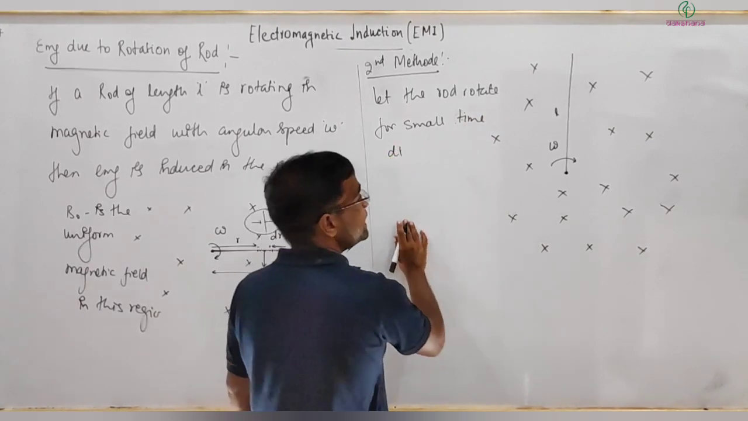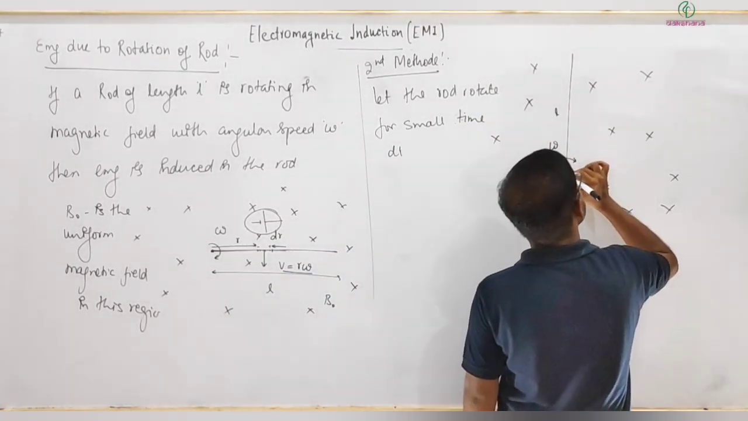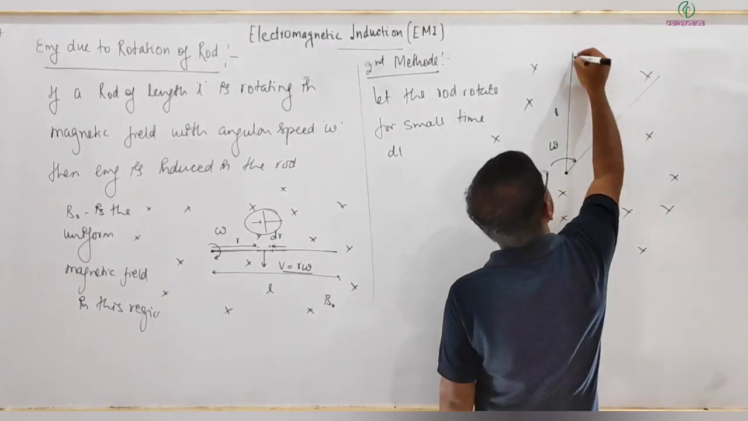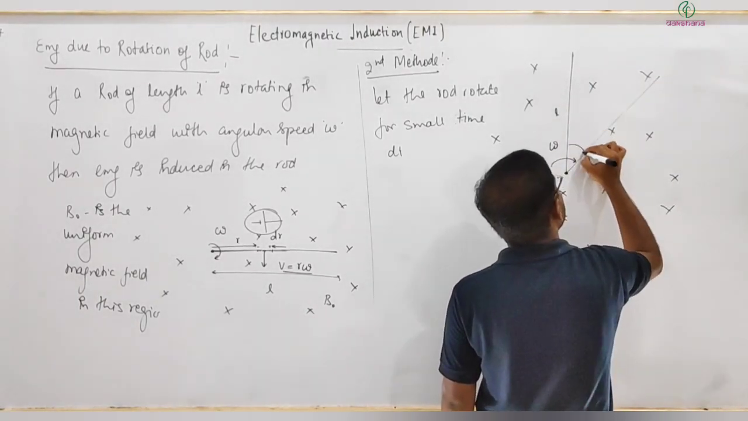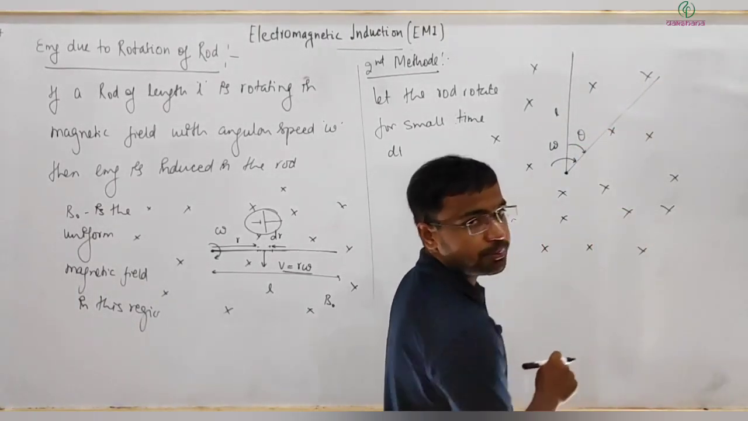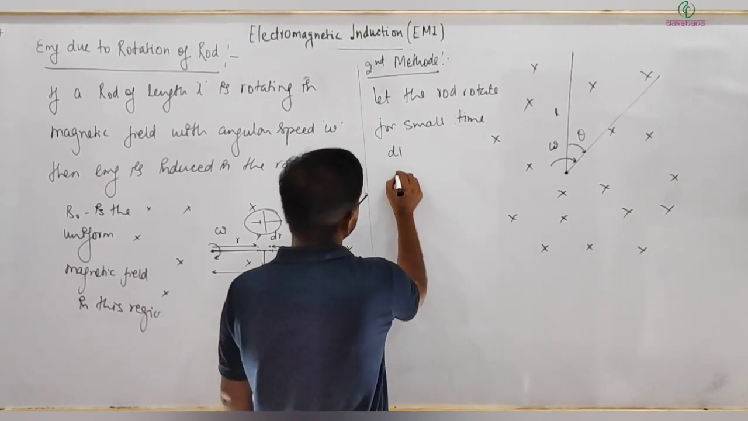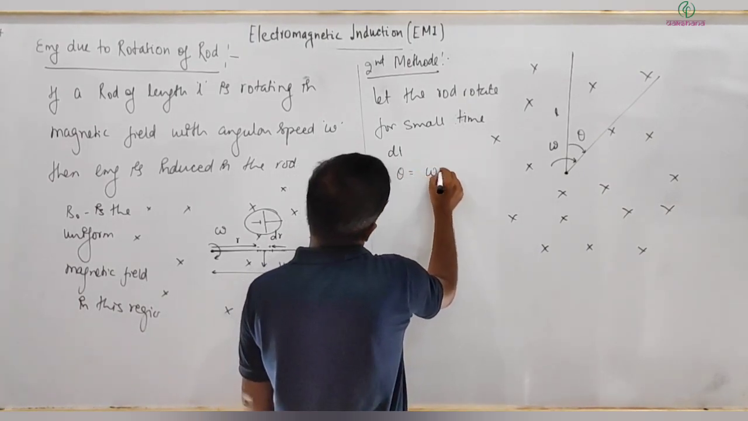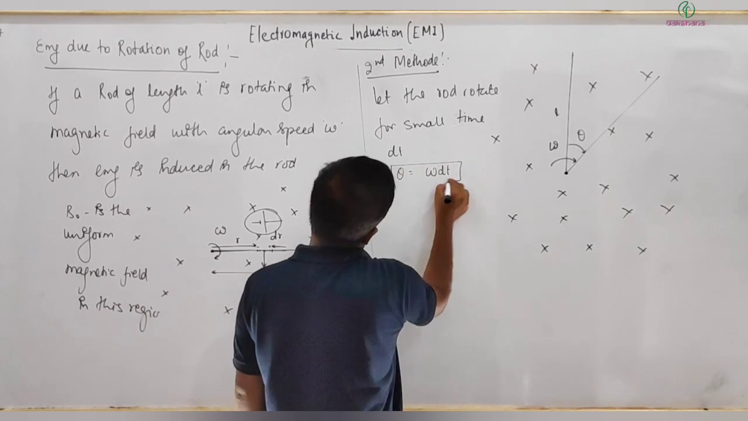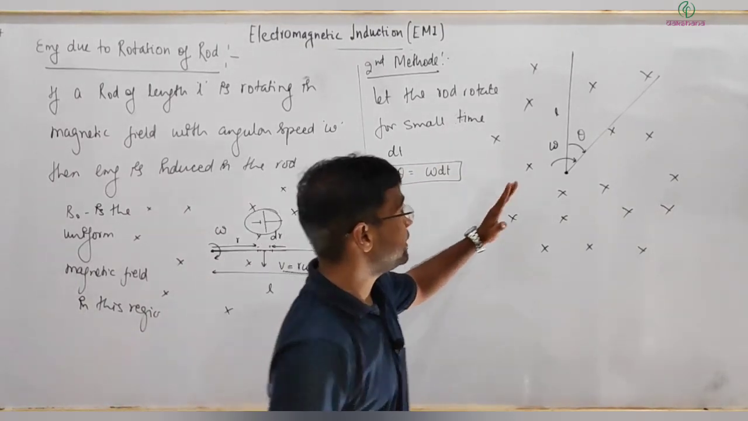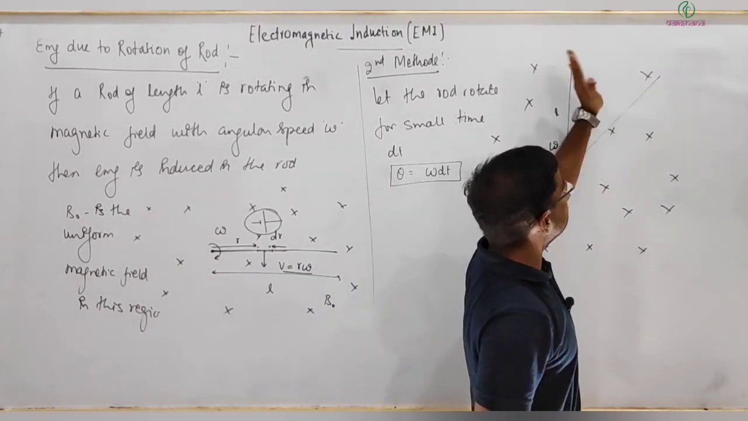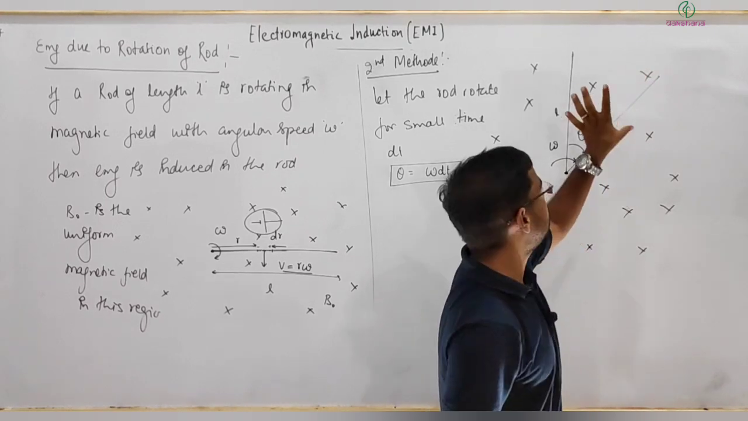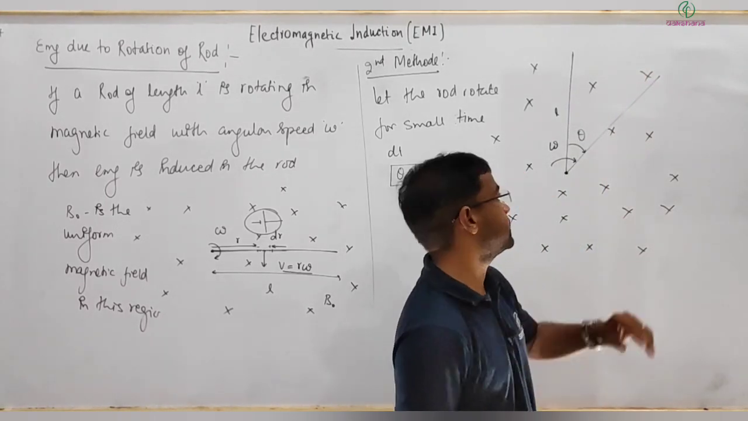In this case, if the rod is rotating for a small time dt, then this is the initial position, this will be the final position, and this is the angle theta described by the rod. So I can write theta is equal to what? Omega into dt. Clear? Now you can see it's like cutting some magnetic field lines, or there will be some change in flux, is it?